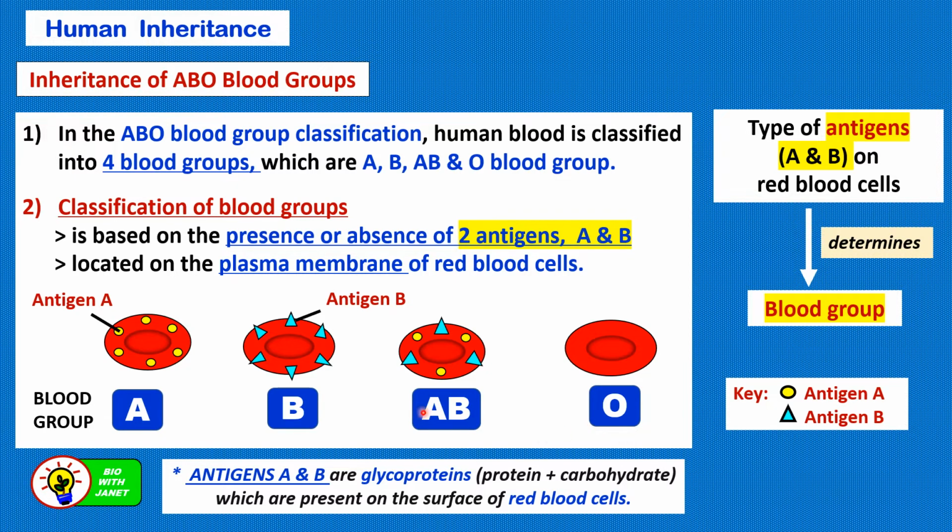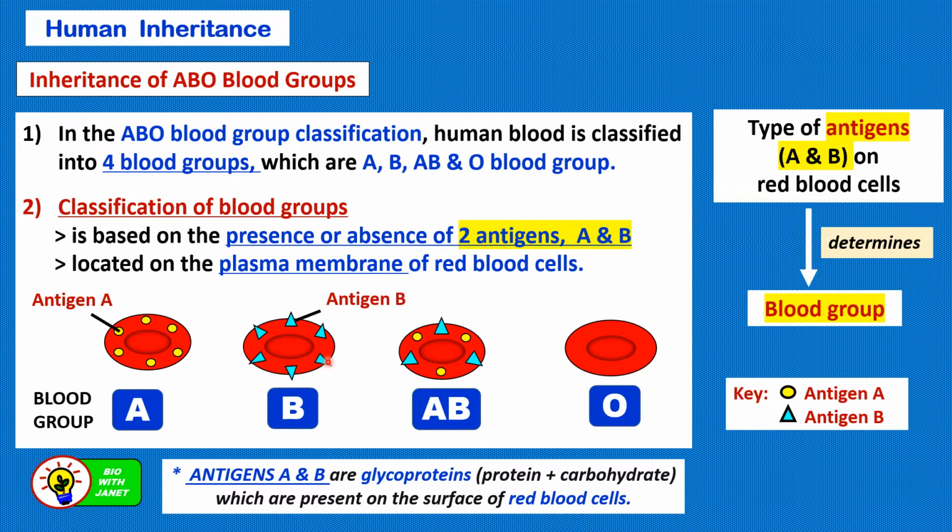All right. So we notice here that the blood group is named after the antigen that's present in the red blood cell of the person. So if you are blood group A, you have antigen A. Okay. And if you are blood group B, it means you have this antigen B in your red blood cells.